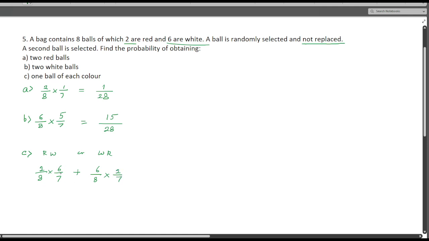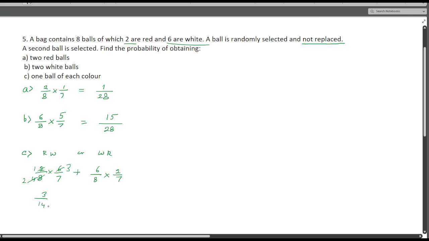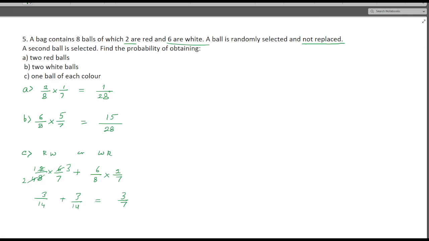So here my result is, 2 times 1 is 2, 2 times 4 is 8, and then 2 times 2 is 4 and 2 times 3 is 6. So this is 3 divided by 14. Here also the result is going to be the same, 3 divided by 14. So 3 divided by 14 plus 3 divided by 14 will be 3 divided by 7. So one ball of each color has the probability of 3 divided by 7.